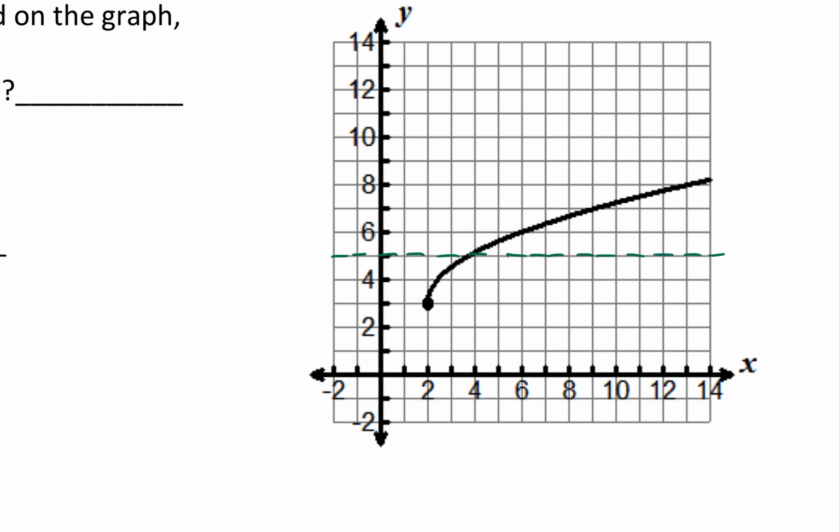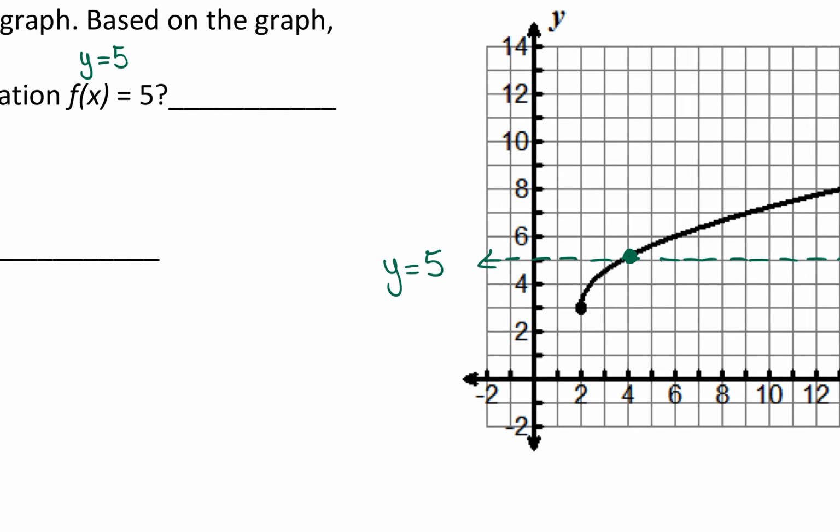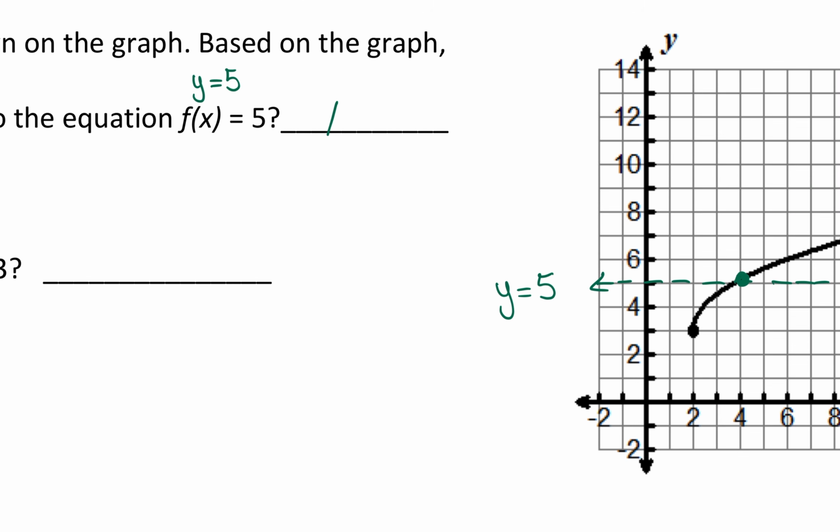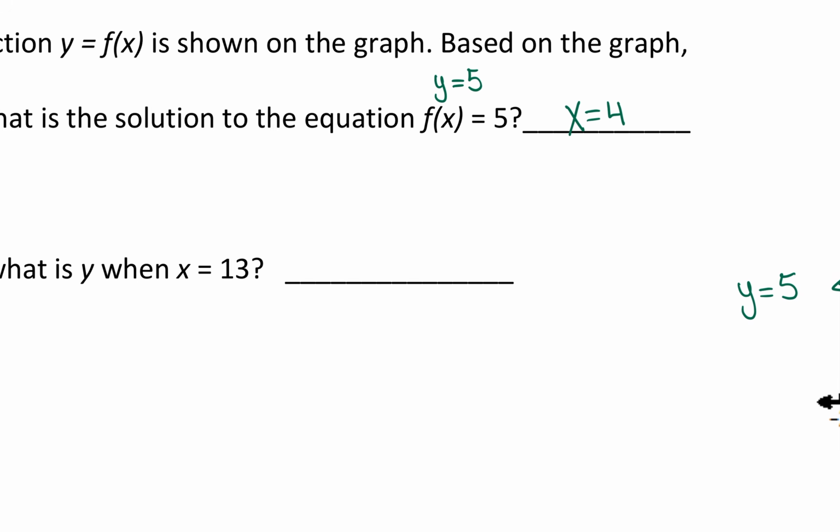And what we're looking for is the point of intersection with this line and the original graph. So looking at this, notice that we have a point of intersection right here at x is equal to 4. So our solution for this one is going to be x equals 4 when y equals 5.